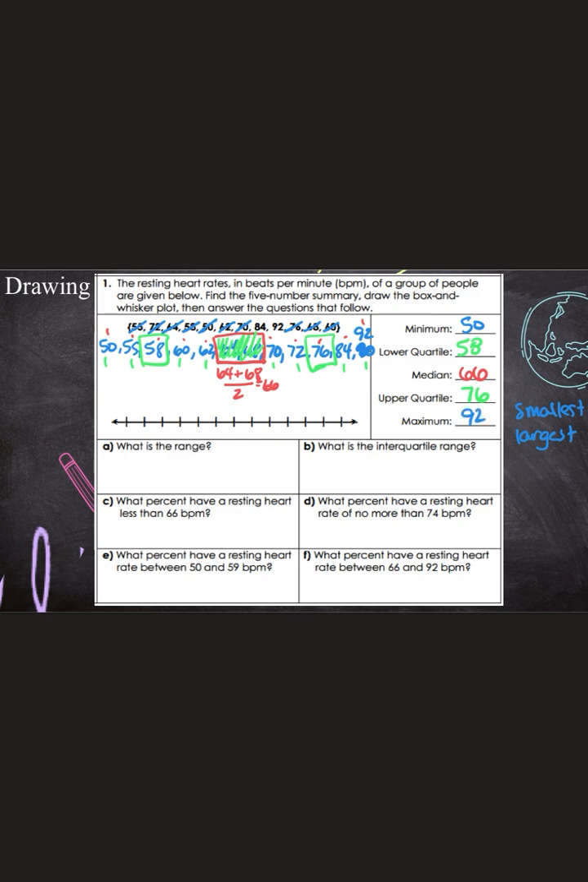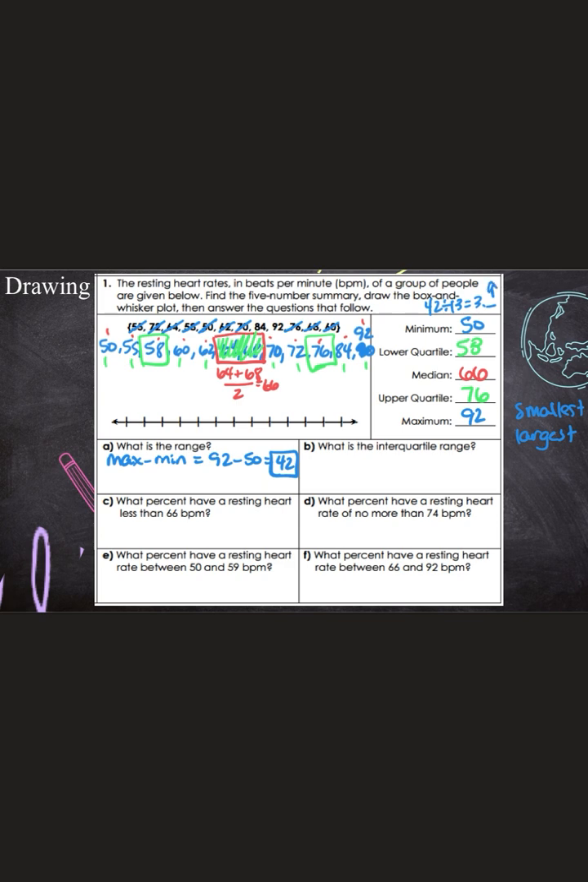Then we're going to go through and answer the question. So the range, remember, is the max minus the min. So 92 minus 50, and that's going to give us 42. The other thing that tells us is how many numbers have to fit along that number line. So if I do 42 divided by 13, because I have 13 lines, I'm going to get 3 point something. So I'm going to count by 4s.